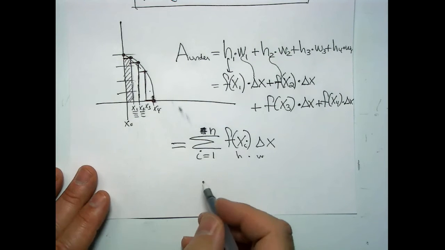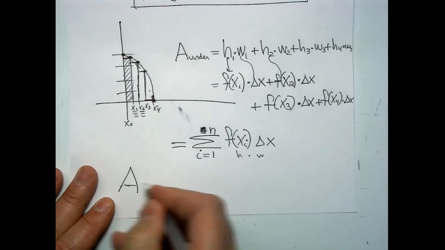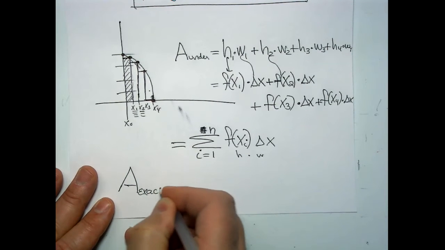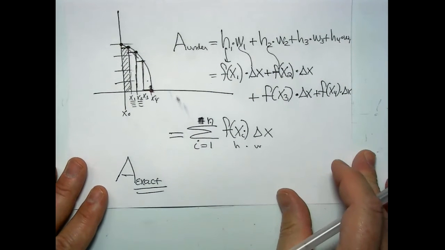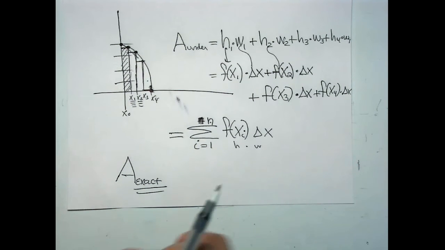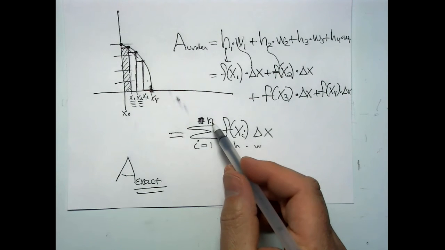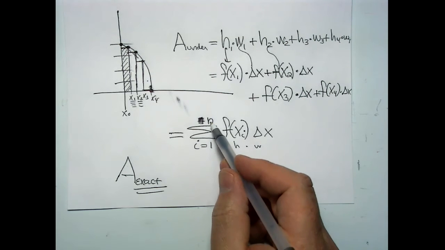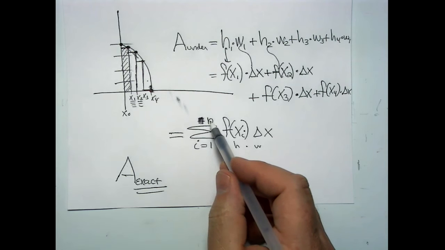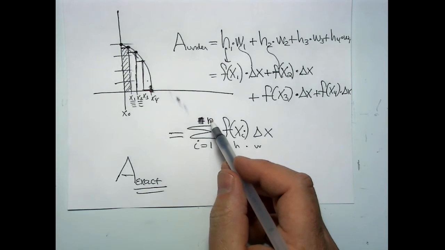So what do you think the exact answer would be, therefore? Because we know that when we went from 1 to 4, we did not get an exact answer. We got an under approximation. If I went from 1 to 8, I'd still have an under approximation. It would be better, but I'd still have an approximation. If I went from 1 to 100, 1 to 1,000, 1 to 1,000,000,000, these are all rectangles.